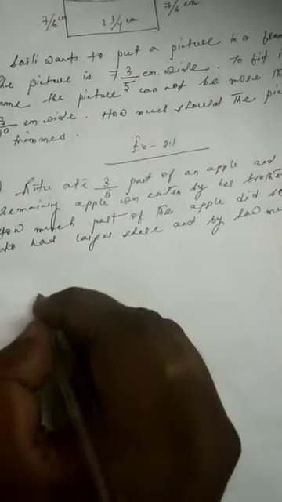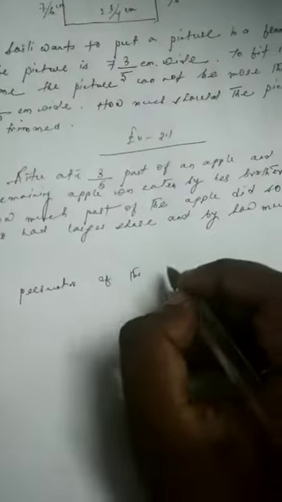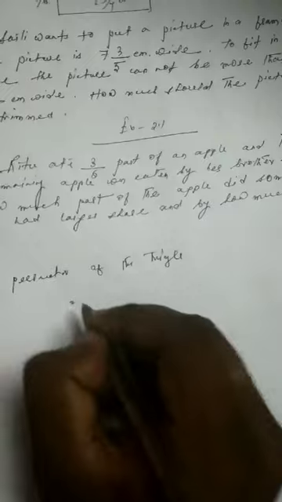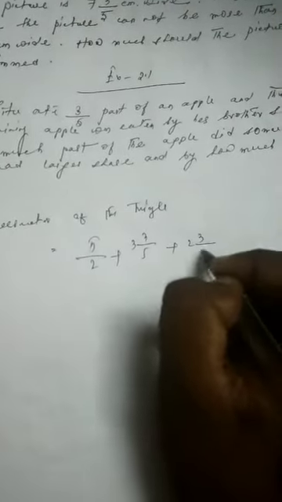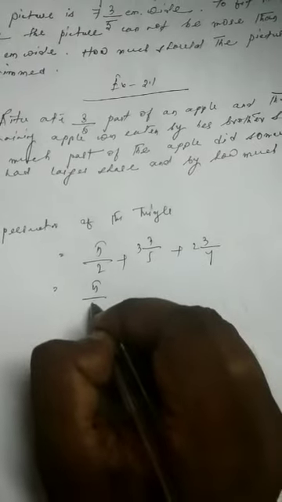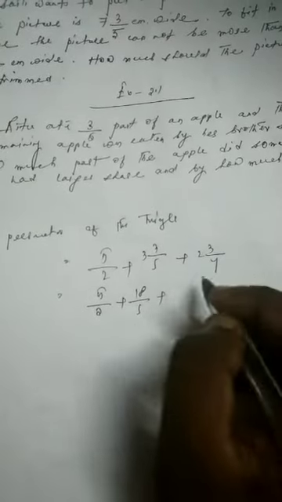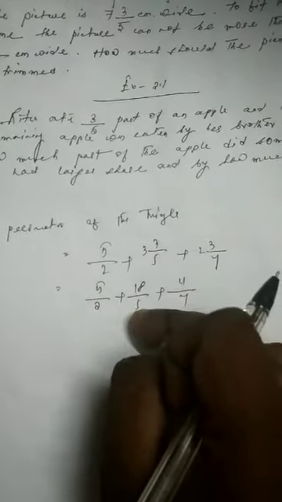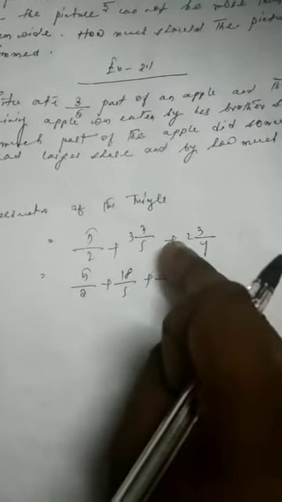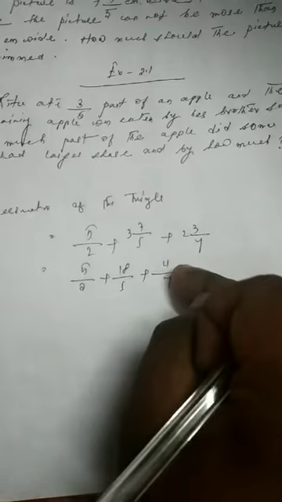So first, the perimeter of the triangle is equal to 5 by 2 plus 3 by 5 plus 3 by 4. Let us add them. 3 5s are 15, 15 plus 3, 18, 18 by 5, plus 4 2s are 8, 8 plus 3, 11, 11 by 4.